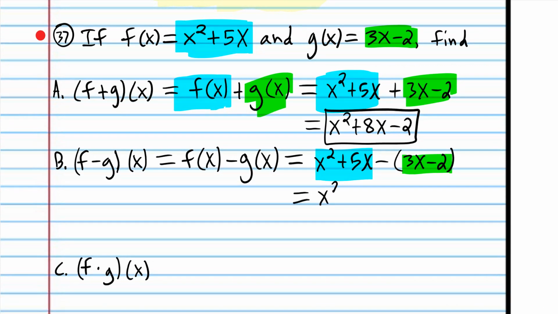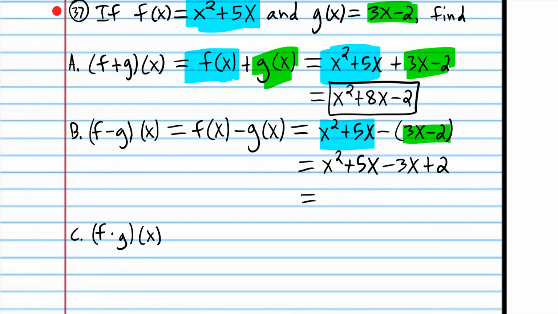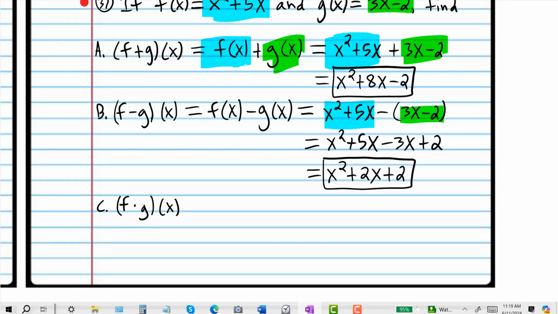So now we distribute the negative symbol. That's a positive 3x, so it becomes negative 3x. That's a negative 2, so it becomes positive 2. The signs change because we're subtracting. So now we just simplify and we get x squared plus 2x plus 2. So that is f minus g of x.